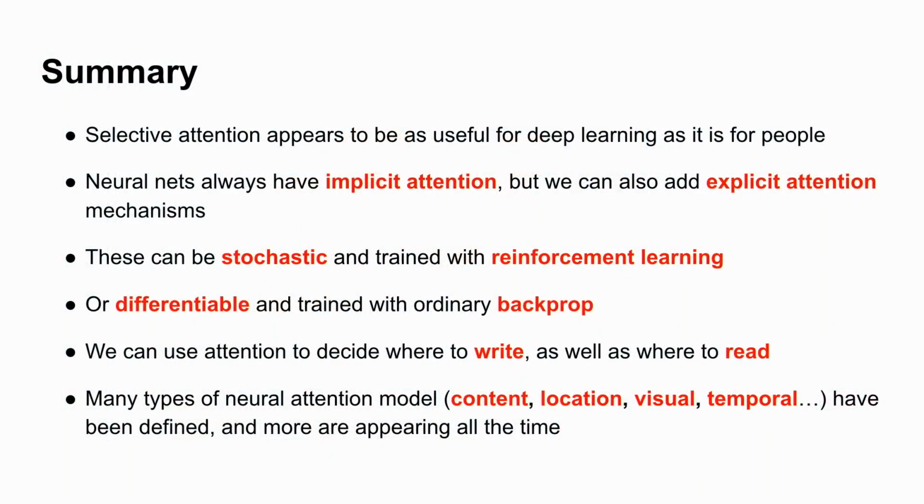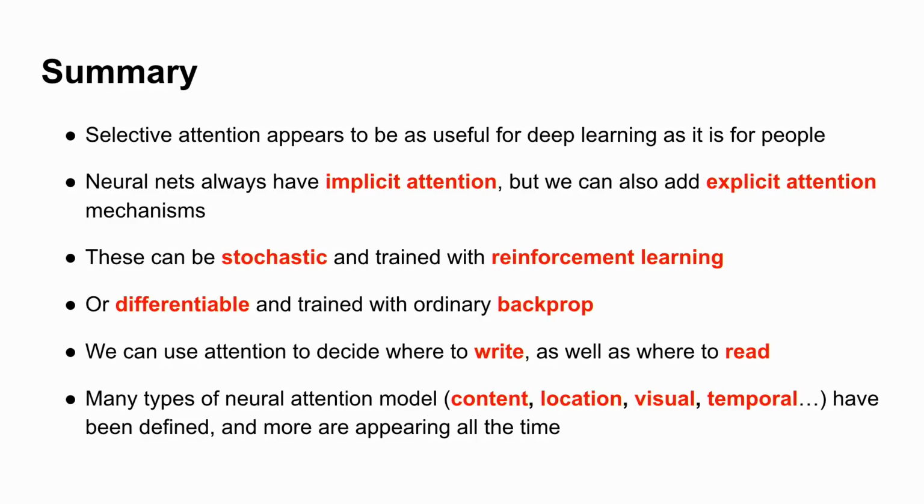Okay, and that's the end of the lecture. Just to summarize, selective attention is important for people, it's also important for neural networks, and I think its importance will only grow over time. As these systems get more and more sophisticated, I expect to see more attention built into them. They always have some kind of implicit attention, and you can query this, you can analyze this just by looking at the sensitivity, but you can add explicit attention mechanisms on top.